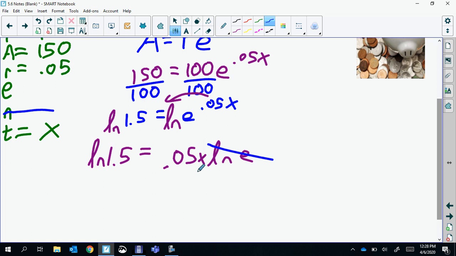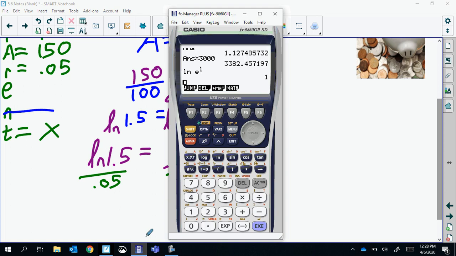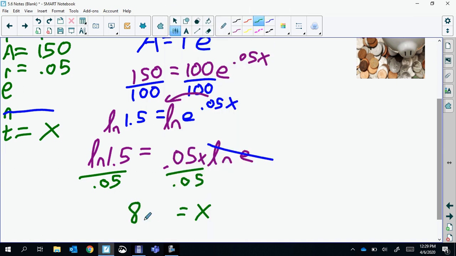But now we're finishing this off. We just need to solve for x, so we divide by 0.05. So that's natural log of 1.5 divided by 0.05. 8.11. And again, x was in place of our variable t, so that's years.